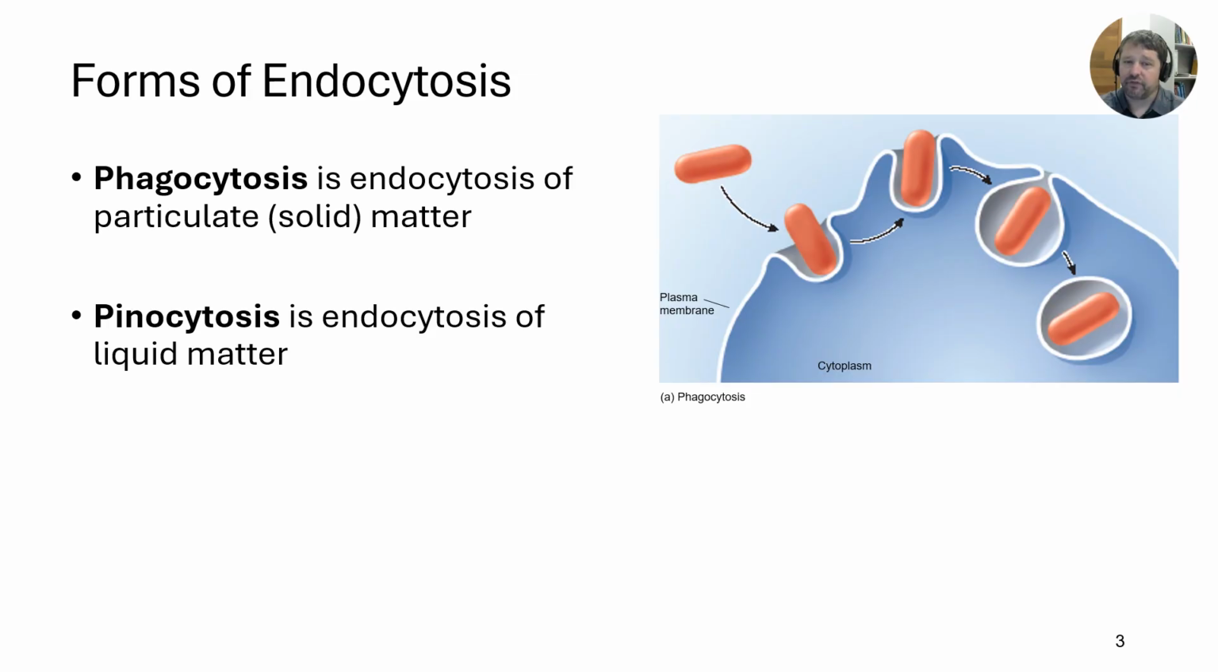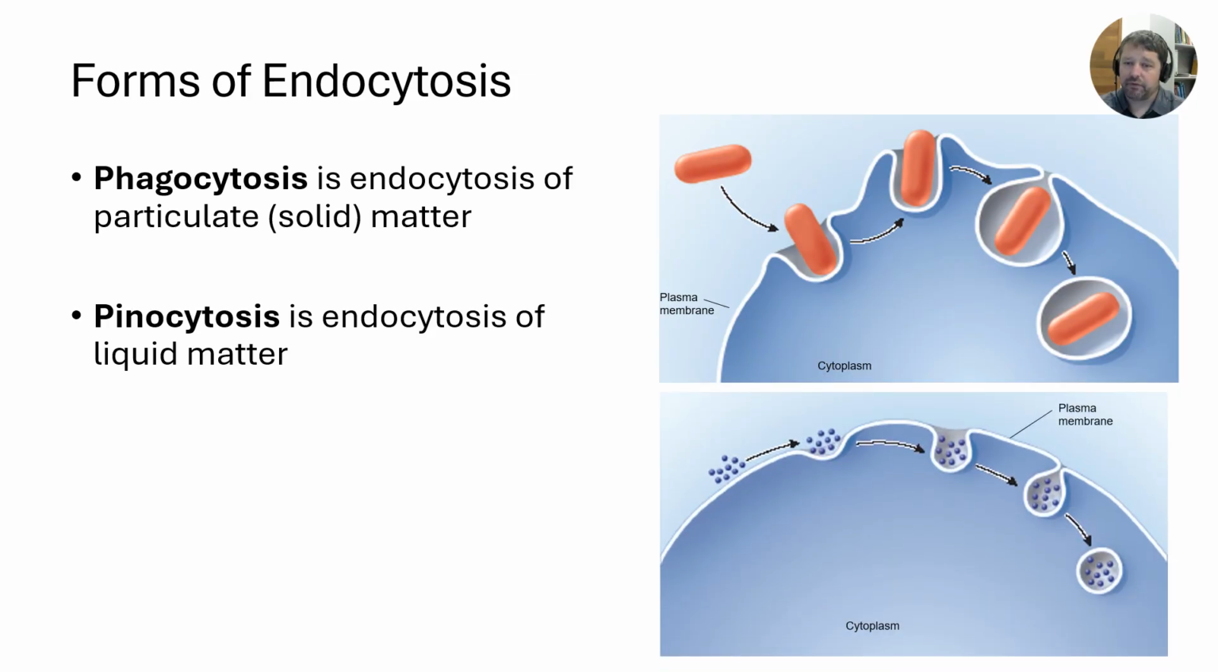Pinocytosis means it's liquid matter. Maybe it's some type of liquid-based material, something dissolved in water. Maybe it's a carbohydrate, a sugar water, or something like that. It would then engulf those liquid droplets and bring it in as part of the system. So phagocytosis, solid matter; pinocytosis, liquid matter.